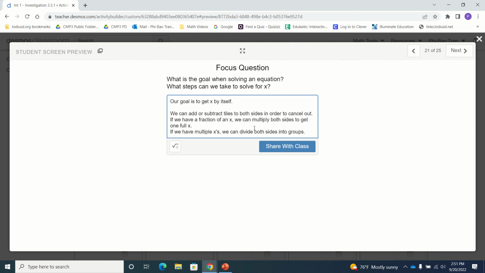So those are just some of the reasons why we do certain math operations. Why when we divide, we have to multiply to cancel out. When we have multiplication, we have to divide to cancel out. So I just wanted to show you guys a visual way of why we do certain things when we solve equations. Okay.